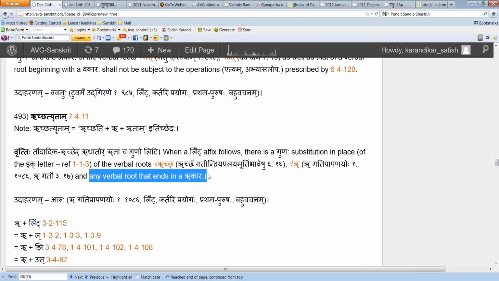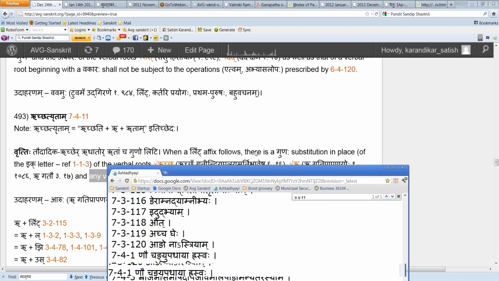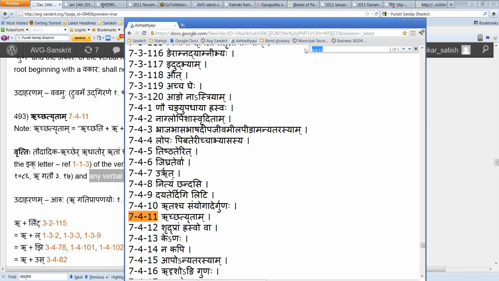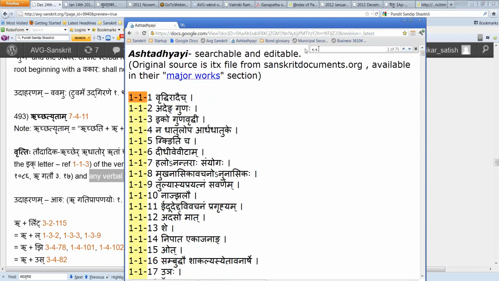So one more time, when you have the Tudadiganaha dhatu rich or the dhatu ru from the Bhavadiganaha or Jyotyaadiganaha, and any verbal root ending in the dirgha rukaraha, they will all take the guna adesha, meaning in place of the ik letter. Remember the paribhasha iko guna vriddhi. When Panini says guna vriddhi, he doesn't specify the sthani, the place of operation, and it says ikaha. So when guna and vriddhi are specified in general, they apply only to an ik letter. So the ik letter will take gunaha.